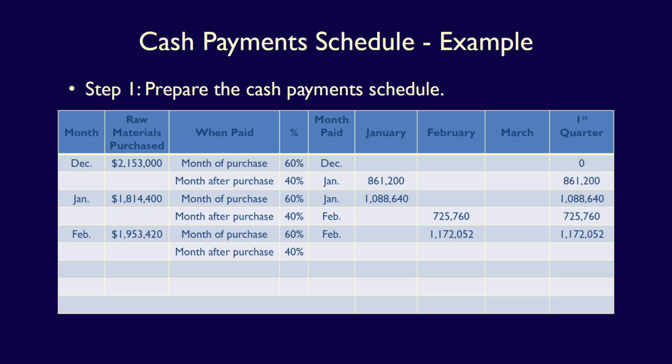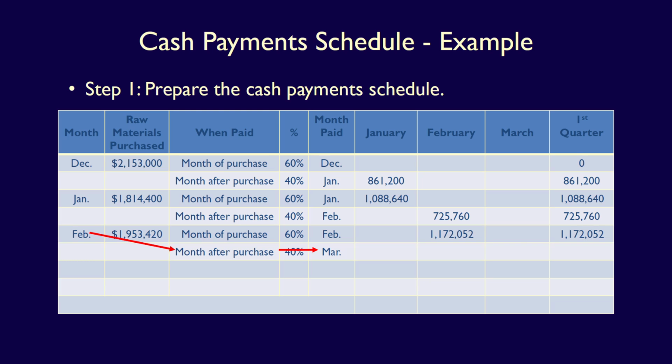We now move to the next row. We're still working on February, still with the same raw material purchases of $1,953,420, so I don't bother copying these down. However, when paid is a copy from the history of payments, which is the month after purchase and 40%. Same as before, so we copy it down. Purchased in February, paid in the month after purchase, and the month after purchase is March, which is what we place in the month paid column.